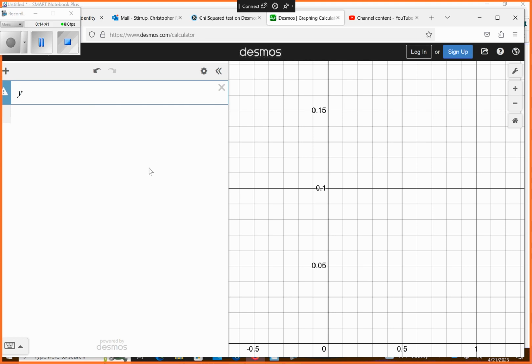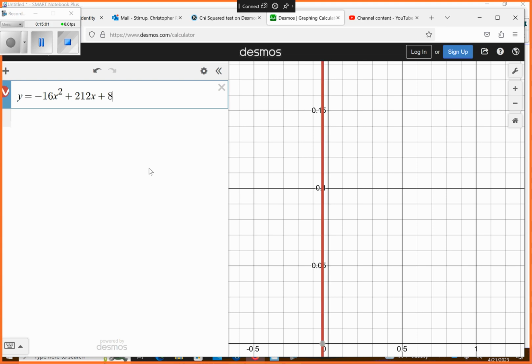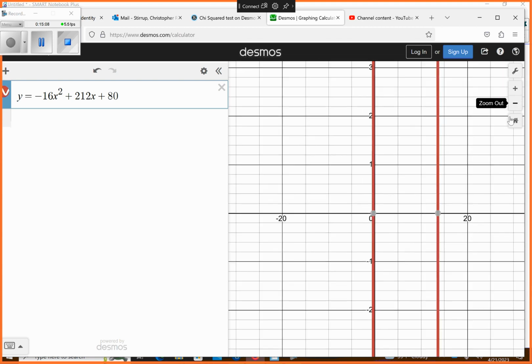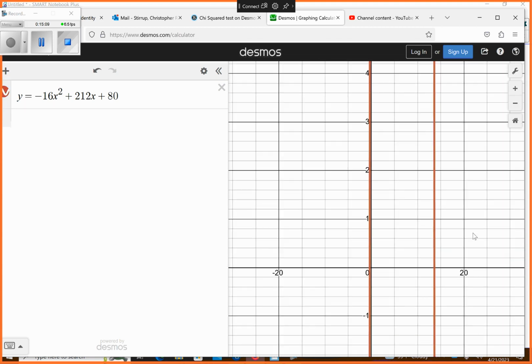Somebody tell me what my original equation is. Y equals negative 16. It's t squared, but I'm going to use x squared. Is that okay? Plus, what was my initial velocity? 212x. And then my initial height was 80, right? All right. So I'm going to zoom out. So that's part of my parabola going up. Oh, there's my other part coming down.